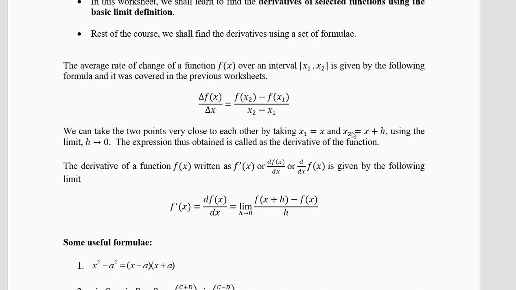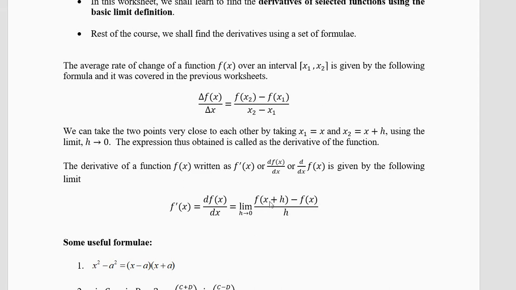So once we take the 2 points close to each other and take the limit, then it will not be average rate of change, it will be the definition of the derivative. The derivative of the function f of x is written as f prime. This comma is called prime. Or you can write df by dx. You can write the f above the line or on the side of the line. It is not a fraction. It does not matter which way you write. I'll be writing it like this in this handout.